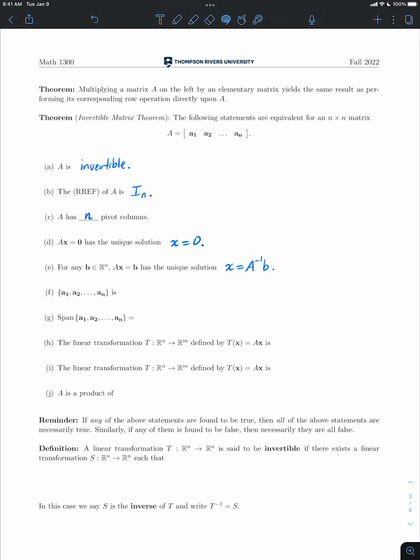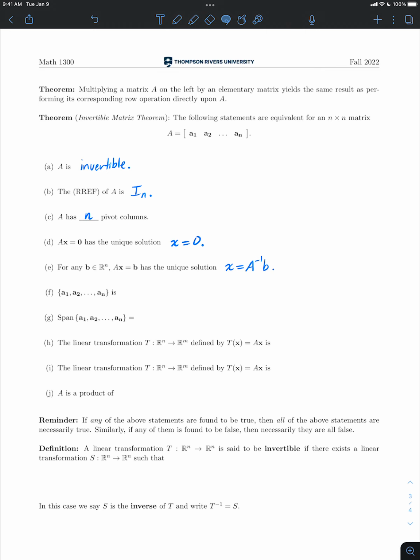Remember, if one of these statements is true, they're all true. So what if you wanted to prove that for any constant column B, the matrix equation AX equals B has a unique solution? That involves making a broad argument that applies to any constant column B. Well, this theorem says it's enough to just prove that the associated homogeneous system has only the trivial solution. And if you can do that, then you can automatically conclude that statement E is true. So that's an example of how you might apply this. You can show a more general statement by proving a more specific statement, which is easier to prove.